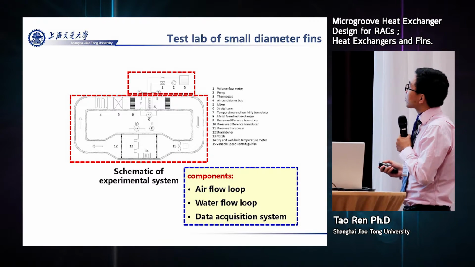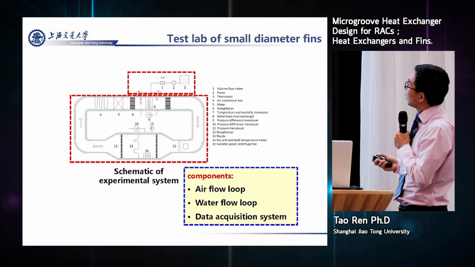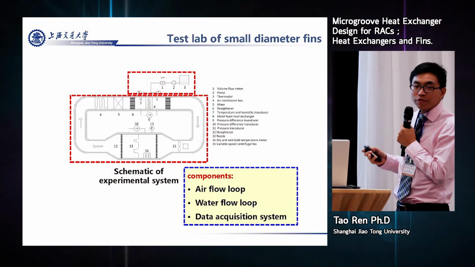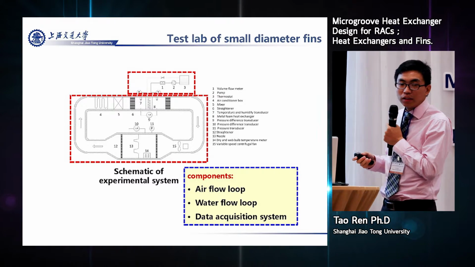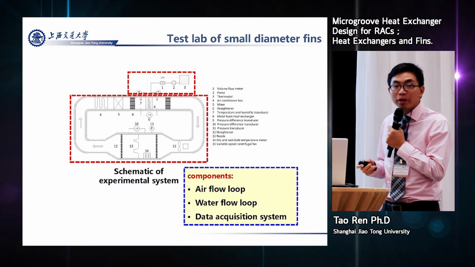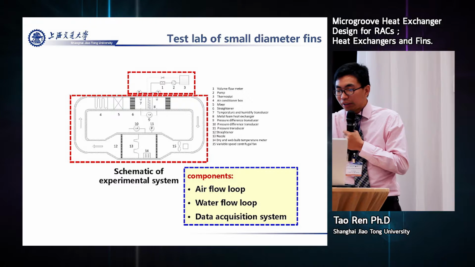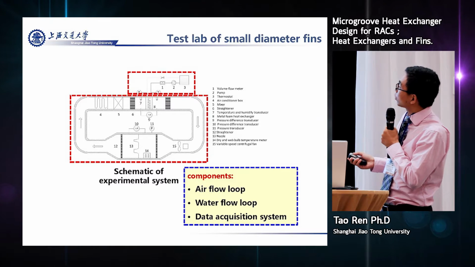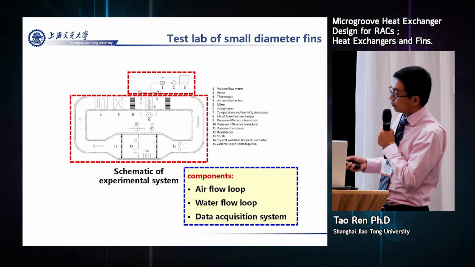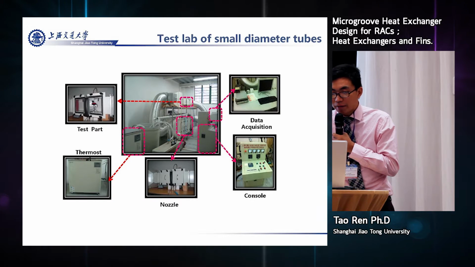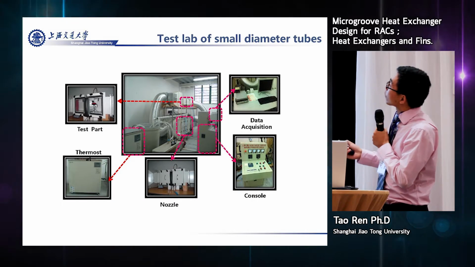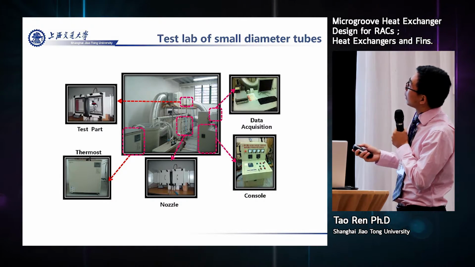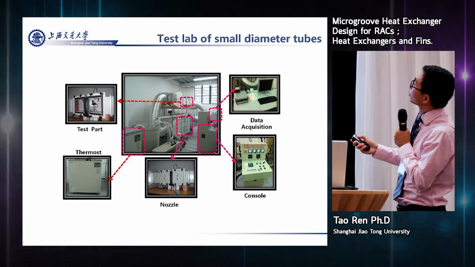This is our test lab. We have a test lab to test the fin tube heat exchangers, especially from the air side. We can test the dry working conditions and wet working conditions. The components include 3 loops: airflow loop, water loop, and the air acquisition system. This is our lab, and these are our facilities. This is our logo, and this is the thermal test part, and we put our heat exchanger here.